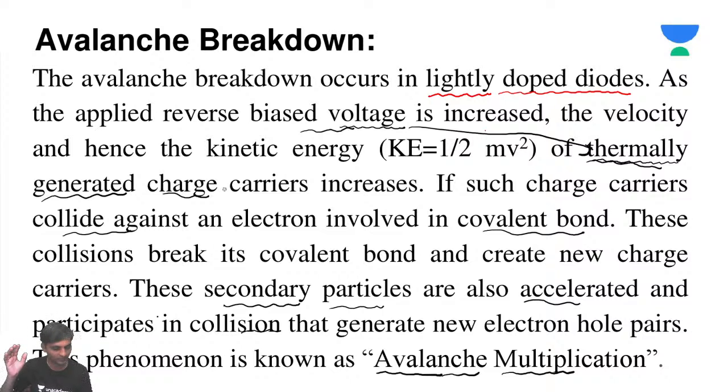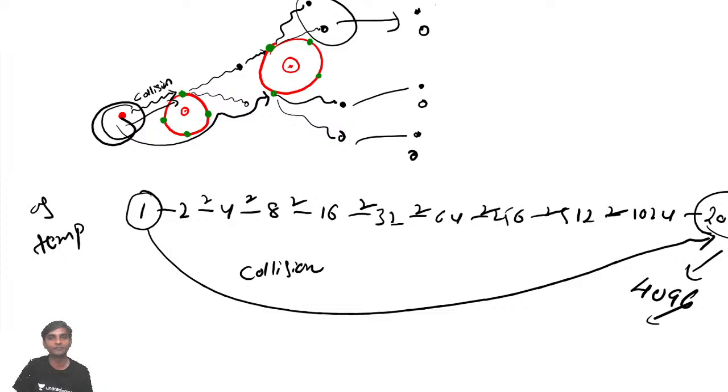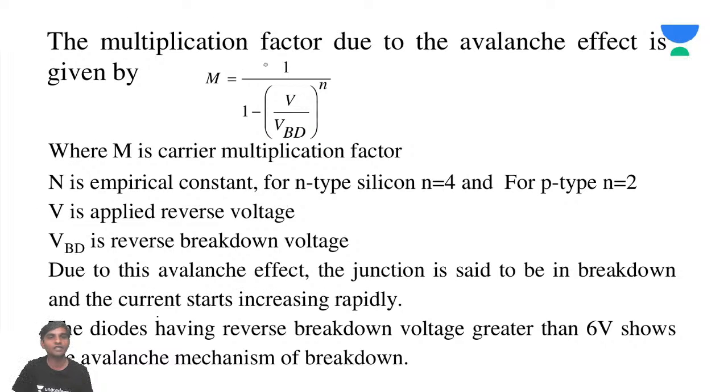There will be a sudden increase of the charge carriers. Because of that, it is called avalanche breakdown. So how will you calculate this avalanche multiplication? You have a formula here. The multiplication factor due to the avalanche effect is nothing but M.